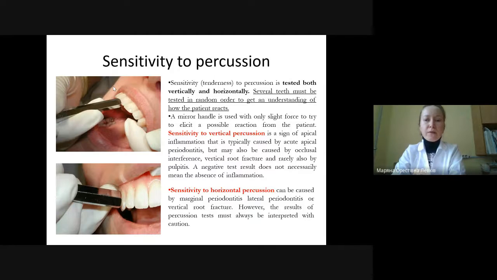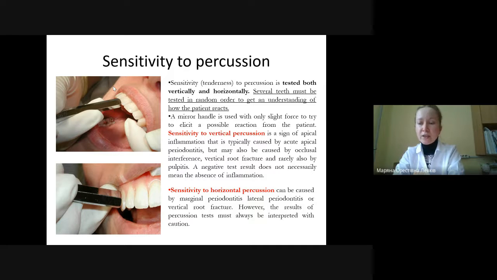So right now we discuss sensitivity to percussion. Percussion is another main method of examination. It can be vertical and horizontal. Sensitivity to percussion is tested both vertically and horizontally. Several teeth must be tested at random to get an understanding of how the patient reacts. A mirror handle is used with only slight force to try to elicit a possible reaction from the patient.